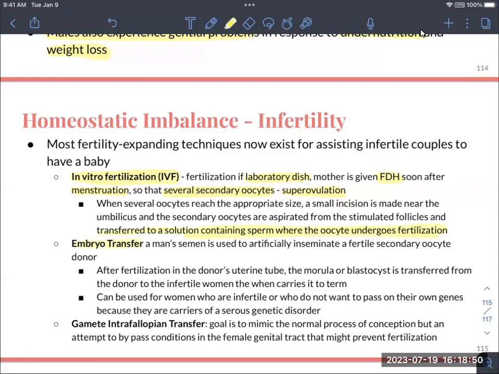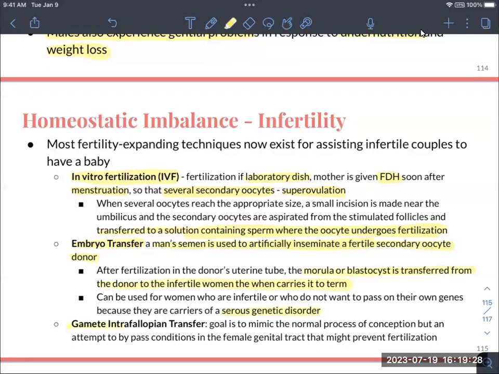Embryo transfer. A man's semen is used to inseminate a secondary oocyte donor. After fertilization, the morula, the blastocyst, gets transferred from the donor's uterine tubes to the infertile woman, and then it is carried to term. It can be used for women who are infertile, or who do not want to pass on their own genes because of some sort of genetic disorder.